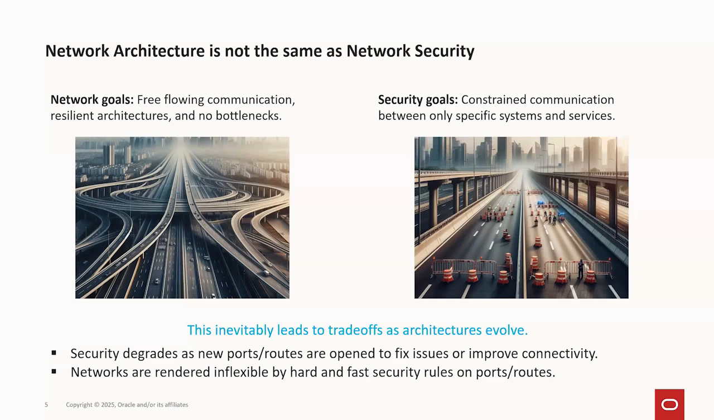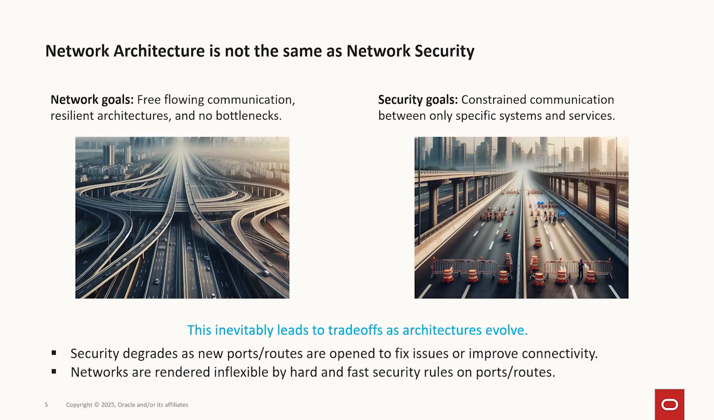But notice that those two goals can be orthogonal, but they need to intersect at the same time. Orthogonal in the sense that there's a trade-off here: the moment you add new ports and systems, open up new routes, or fix issues, you'll need to revisit your security goals in order to ensure that your security requirements are still adhered to. And those two together, security goals on top of network goals, can lead to a network that is rendered inflexible by these hard and fast security rules on ports and routes.